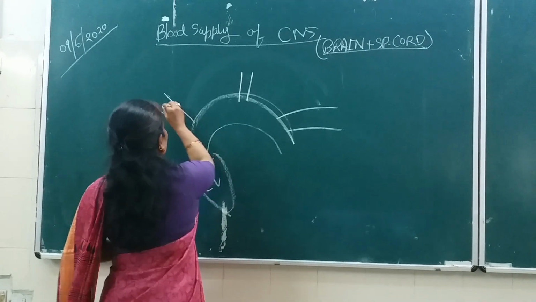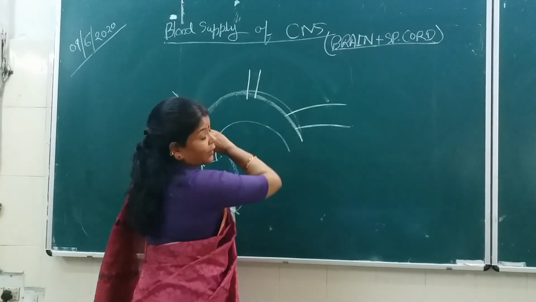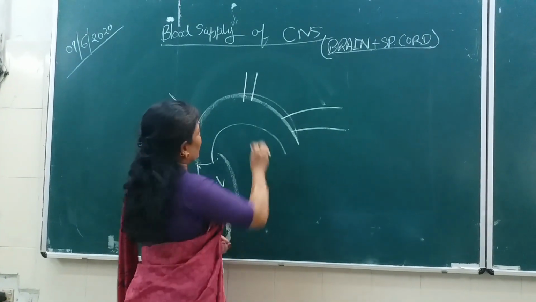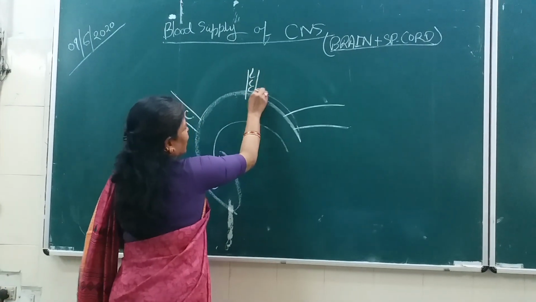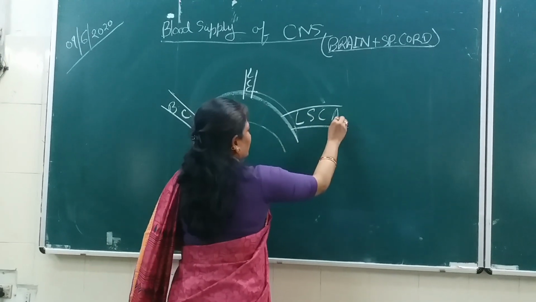What is that? Brachiocephalic. This is the, what you said? Left common carotid, and this is the left subclavian artery. Okay.